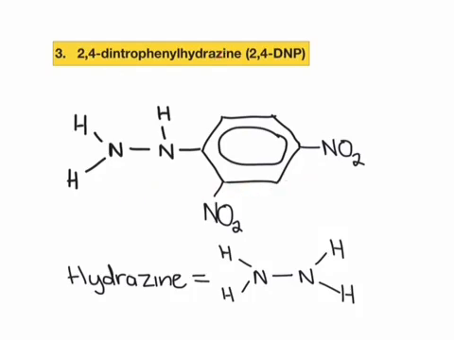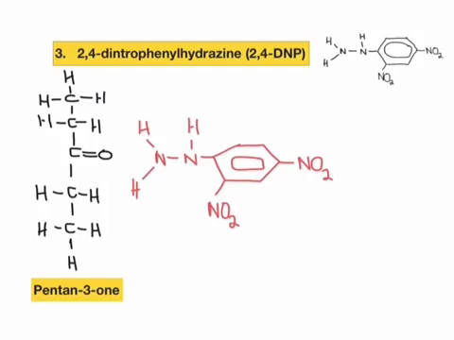2,4-dinitrophenylhydrazine. When you're writing the reaction between an aldehyde or a ketone with 2,4-dinitrophenylhydrazine, draw the carbonyl compound with the C=O group facing the NH2 group. Then simply remove a water molecule. So there's where the water molecule comes from there.